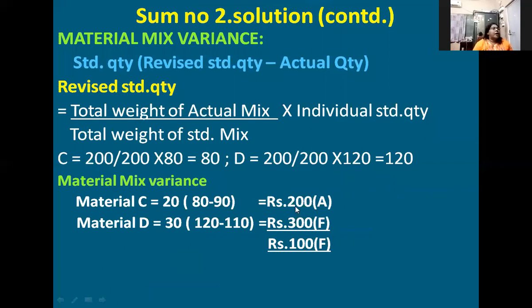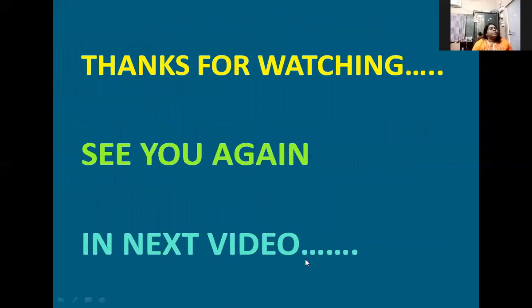C is 200 adverse and D is 300 favorable. So you'll come to know the final material mix variance, that is 100 favorable. So in this problem, we additionally learned how to calculate the material mix variance. For calculating the material mix variance, we need to calculate the revised standard quantity by applying this formula. Then you will calculate the material mix variance.